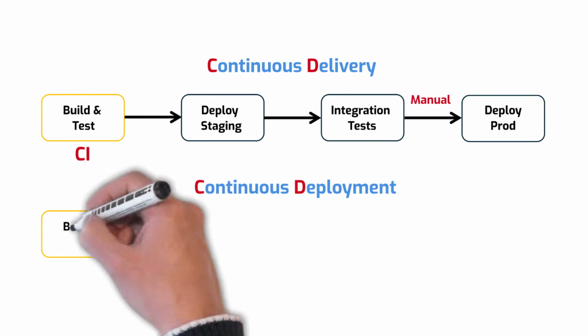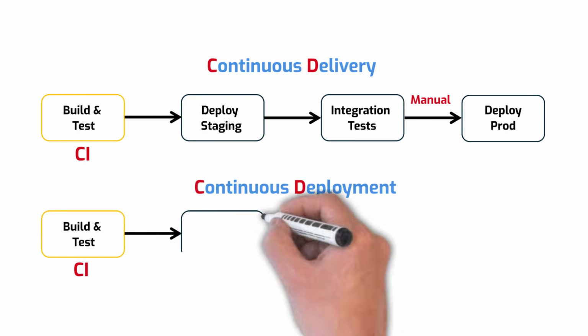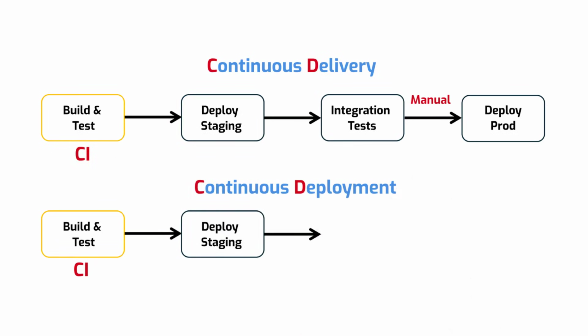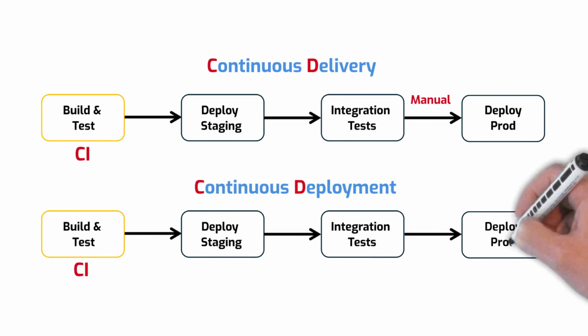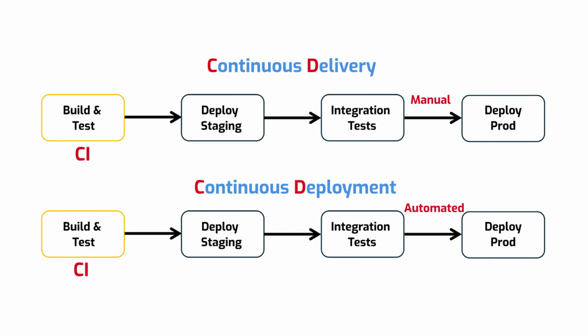On the other hand, continuous deployment takes automation a step further. Once the code passes all tests and validations in staging, it is automatically deployed to production without any manual intervention. This process ensures that every successful change is released to users quickly and reliably.